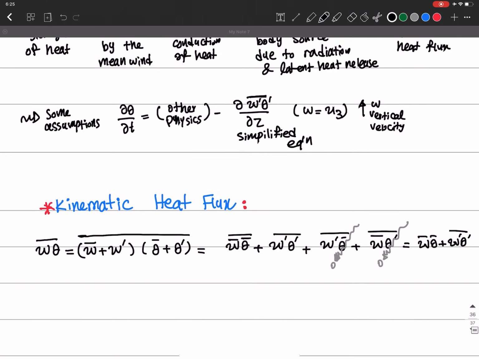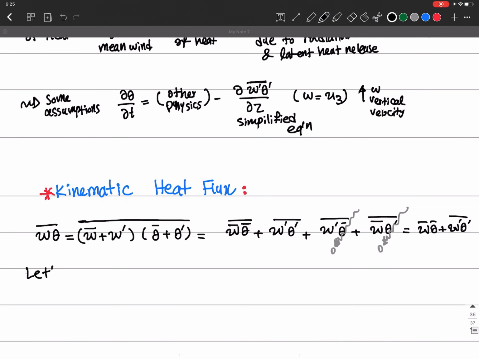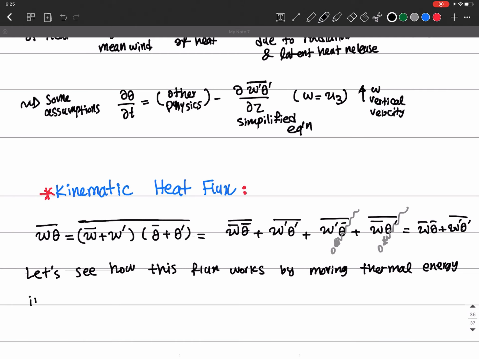So let's see how this flux works by moving thermal energy in, say, the atmosphere. It could be for any application, but here let's say for atmosphere.